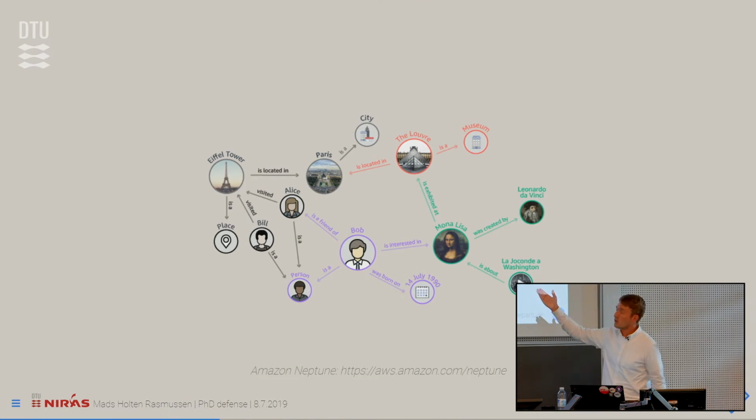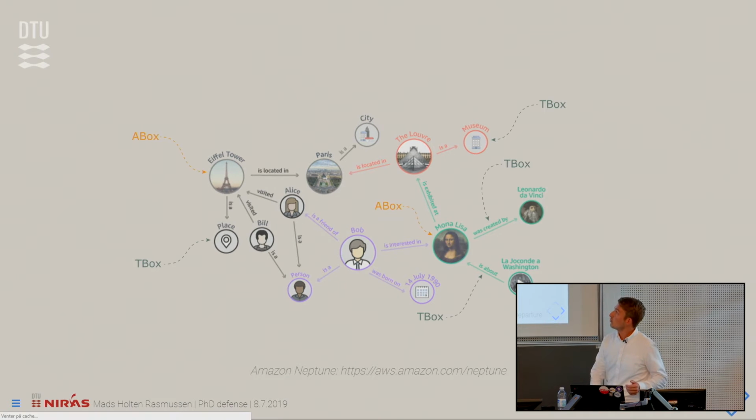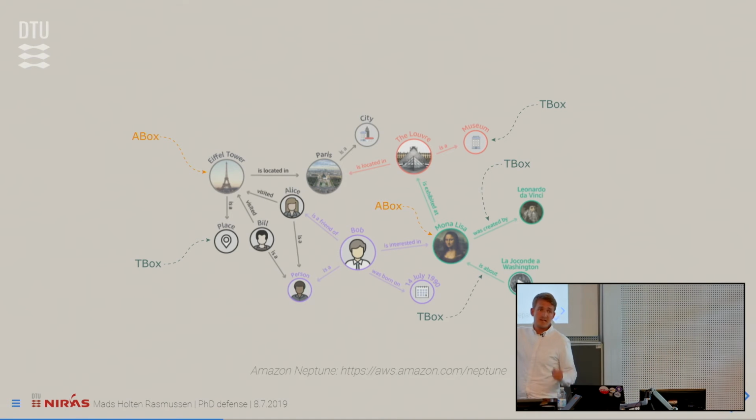A knowledge graph is what we see here. This is an image I stole from Amazon Neptune. This is their graph store. And what you see is both what we call terminology and what we call assertions. So the A box layer and the T box layer. So the Eiffel Tower, for instance, that's data, that's assertions, that's a tangible thing, something we can go and touch.